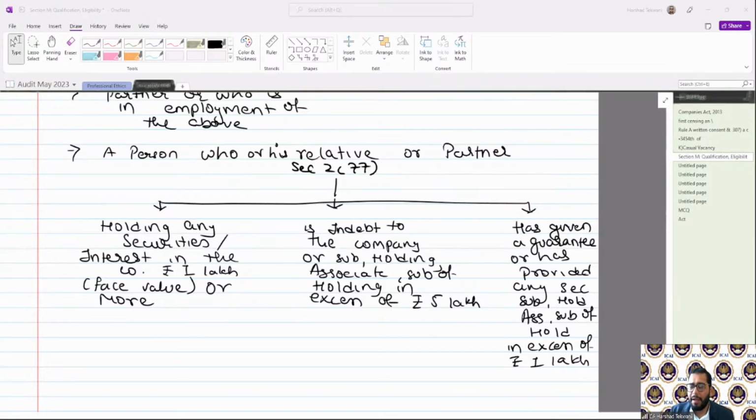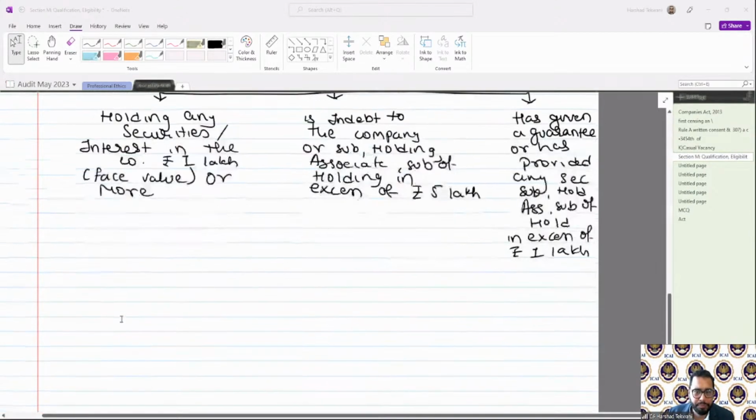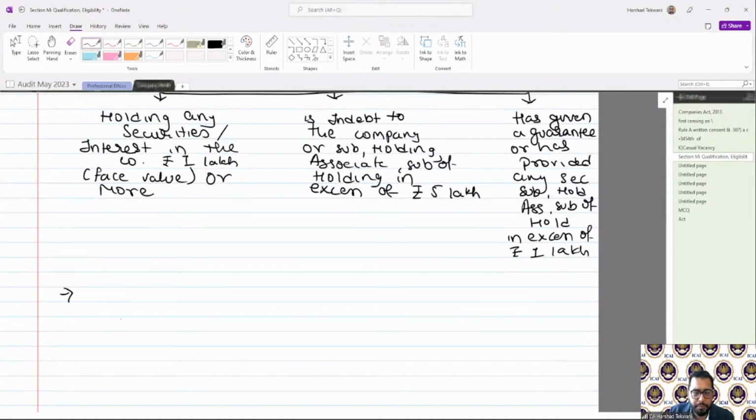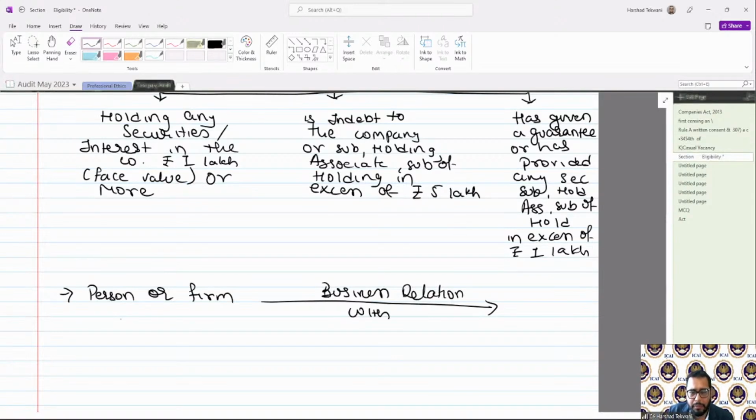Then the next is that a person or a firm who has directly or indirectly a business relationship with the company or its subsidiary, holding, associate, holding of associate, or subsidiary of such holding company, then in that case he will not be eligible for appointment as an auditor. So a person or firm has a business relation with the company, subsidiary, holding, associate, subsidiary of holding.